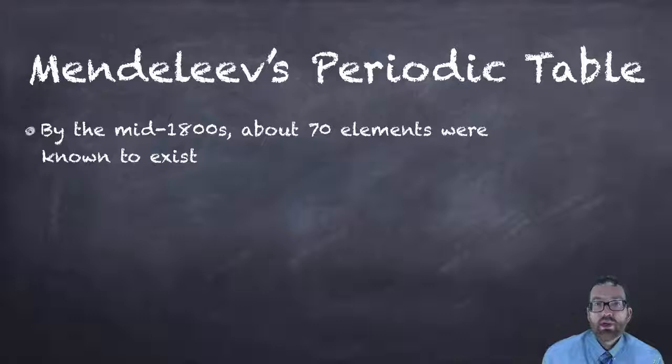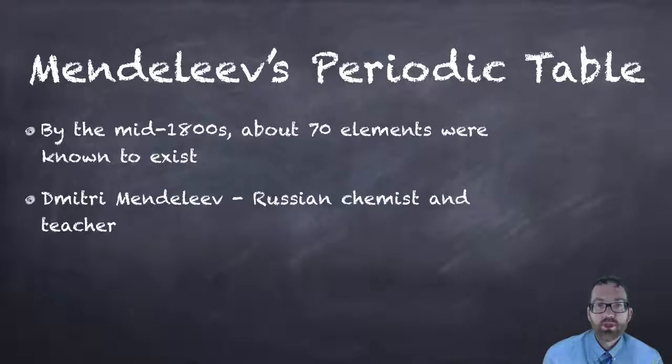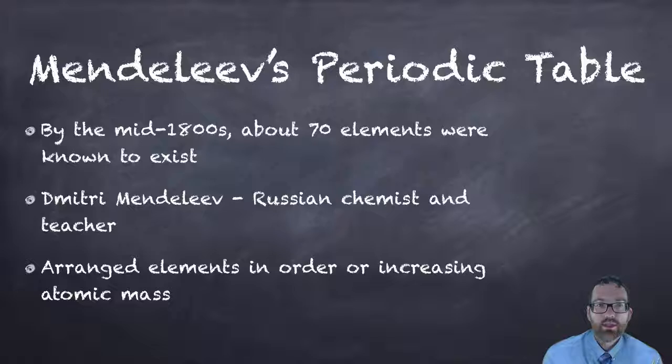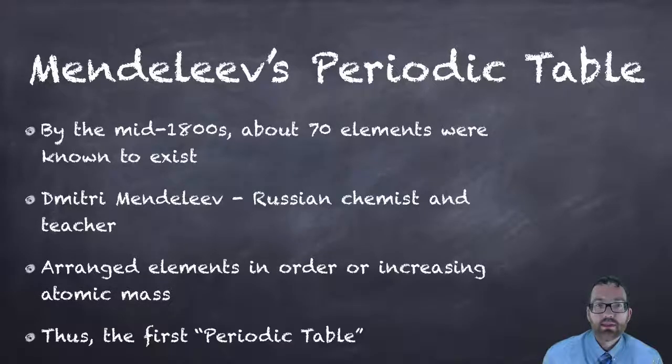The attempt to organize the elements got a little better with Dmitry Mendeleev in the mid 1800s. He was a Russian chemist and scientist and teacher, and he arranged elements in order of increasing atomic mass. And this created the first periodic table because the properties periodically changed as you went across the table.